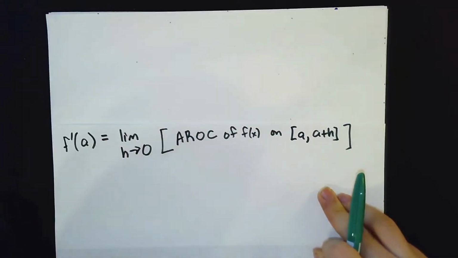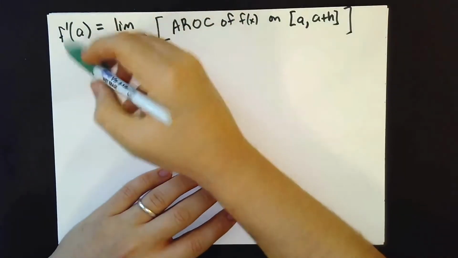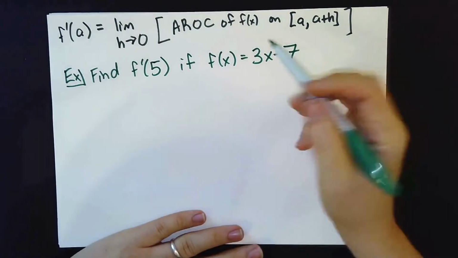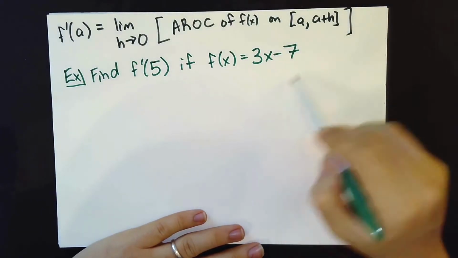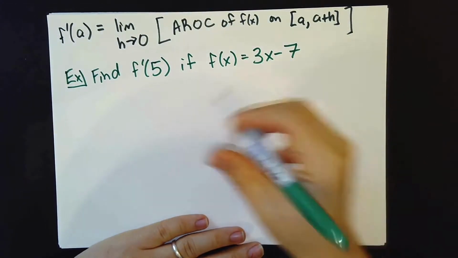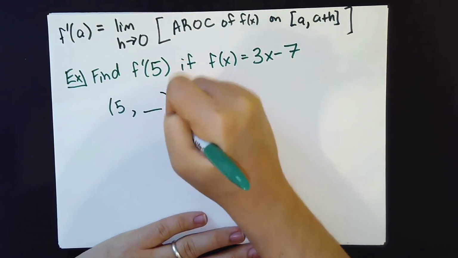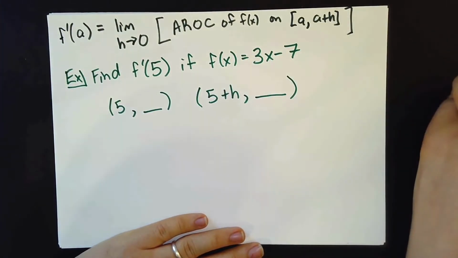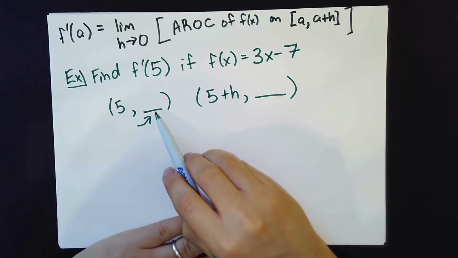So in this video, I want to go ahead and calculate this derivative at a bunch of points. Okay, so here is our first example. I want to find f prime of 5 if f of x is 3x minus 7. So I need to write down my 2 points that I'm finding the average rate of change between. So it is namely 5 comma something, and it is 5 plus h comma something. What thing is going to go here?